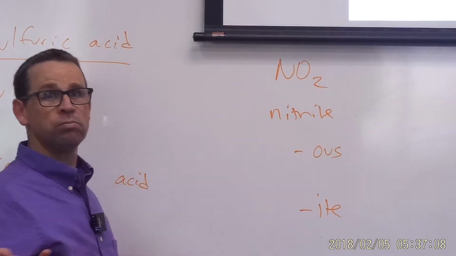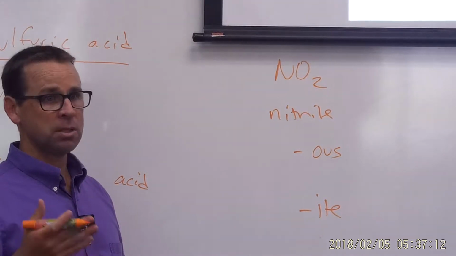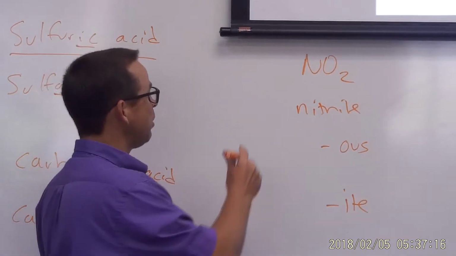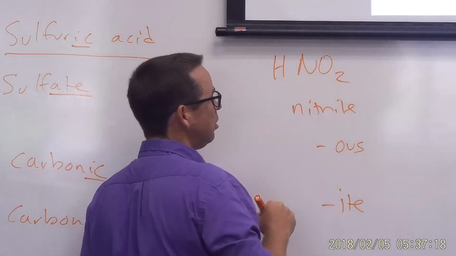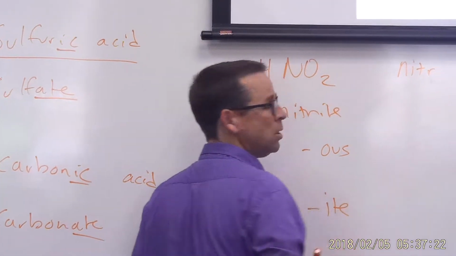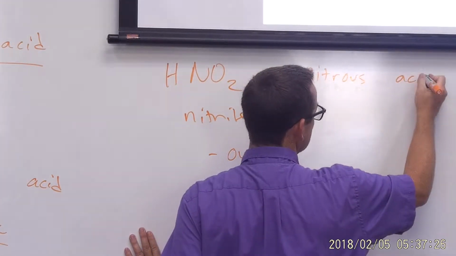How many hydrogens should go with this nitrite ion? How do we know? The charge. What is the charge on the nitrite ion? Is it on your list there? It is, hooray. -1. So HNO2 is what kind of acid? Nitrous acid. Nitrous acid. Okay?